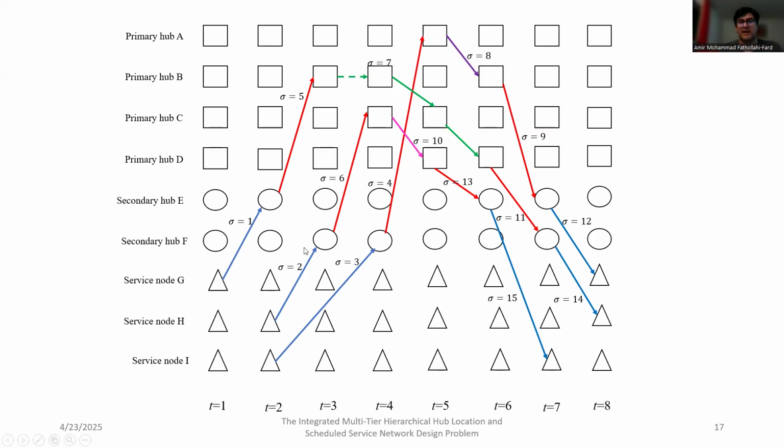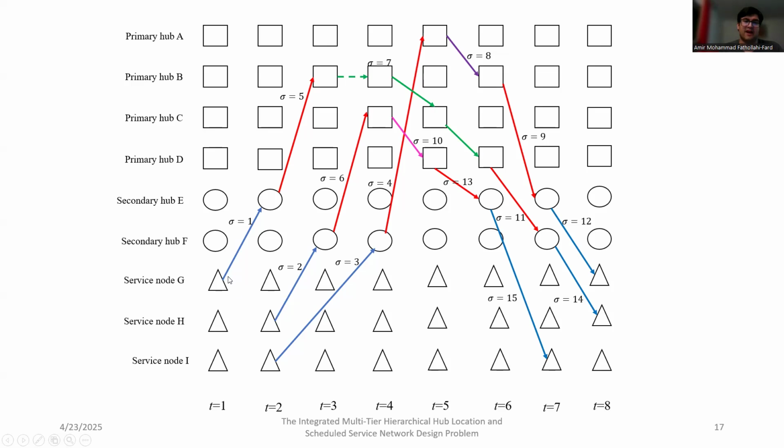And each demand starts its itinerary using the bottom tier services, and then middle tier services, and then the transportation through the top tier services, and then again it uses the middle tier services, and finally it uses bottom tier services to arrive at the destination.